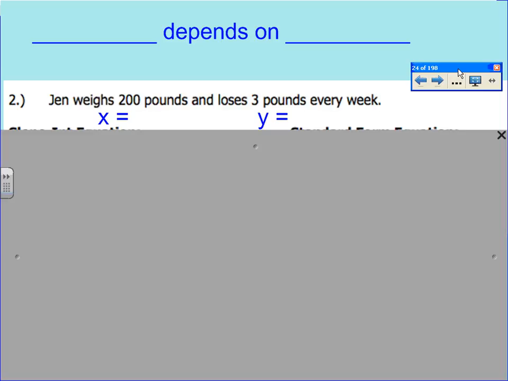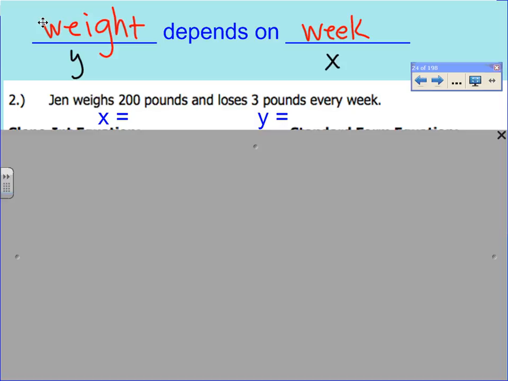All right, number 2 says, Jen weighs 200 pounds and loses 3 pounds every week. What depends on what in this problem? Jared, go ahead. Good. Her weight depends on the week. Or you can get more specific and say pounds lost in a week. I usually try to keep it very simple. Weight depends on week. Underneath that, I would jot down that y always depends on x.